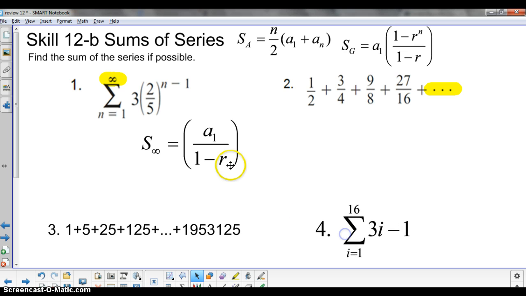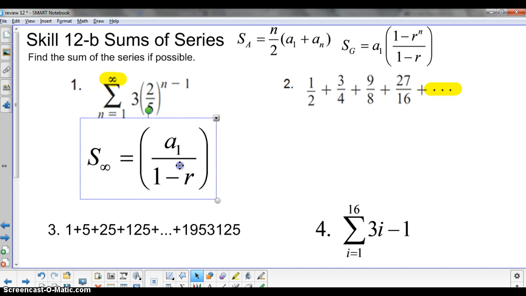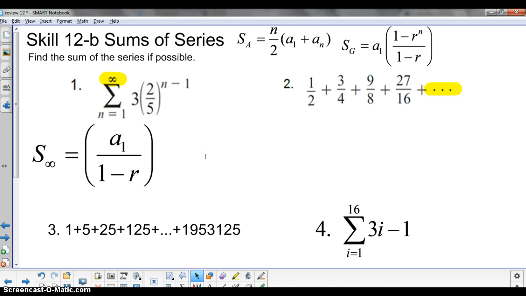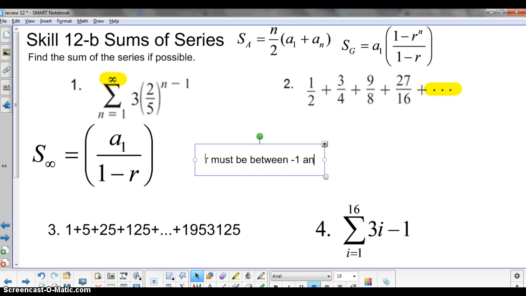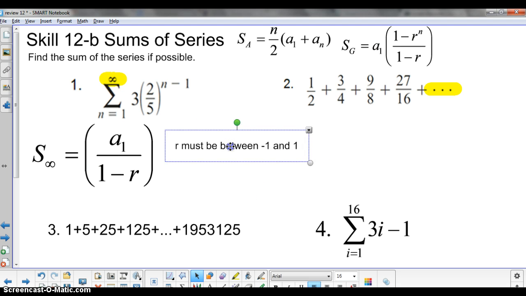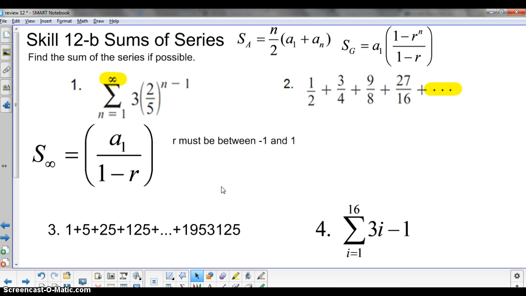All right, we need to find a sub 1 and we need to find r, but remember, r must be between -1 and 1. Okay, which means you have to check and make sure that you're okay here. We're going to take a look at number 1. It looks like this is in the form a sub 1 times r to the n minus 1, so we know our r value in this situation is 2/5. It checks out. Okay. So let me highlight that in here. Here's our r value. It checks out.